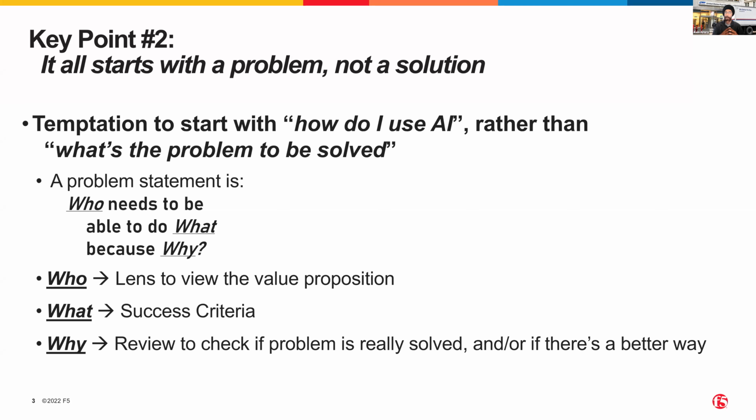Second, the what is how we grade our success criteria, right? I need to be able to do this thing. We go off, we design something. It's always good to then say, did I meet this? This is requirements. What are the requirements?